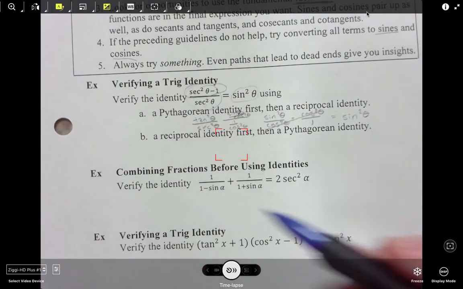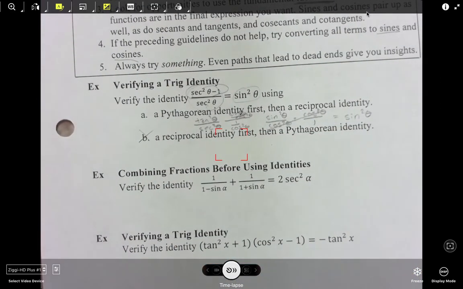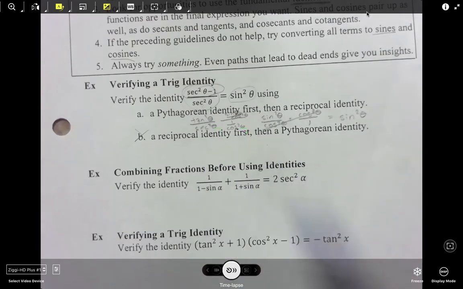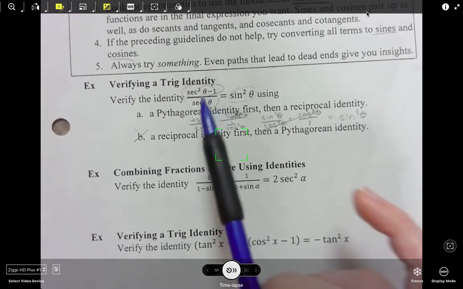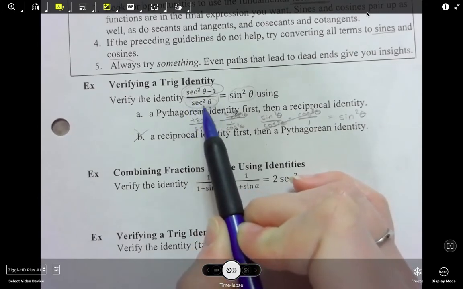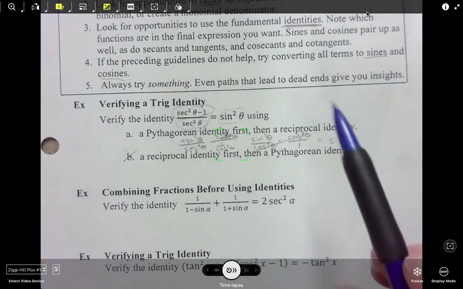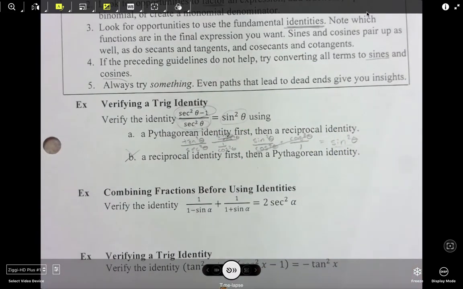reciprocal identity. I'm going to go ahead and skip part B because, and you can look it up in your book if you want to, that's just the same process again, but using the reciprocal identity first. So probably changing this secant squared part first, and then using the Pythagorean identity, but you're going to get the same answer. You're going to get that to simplify down to that sine squared.